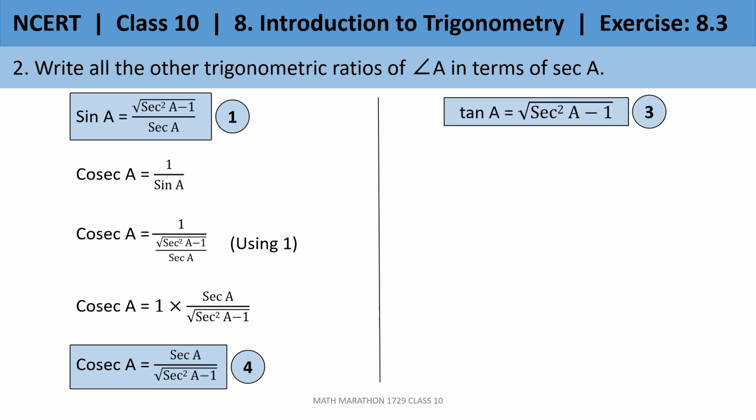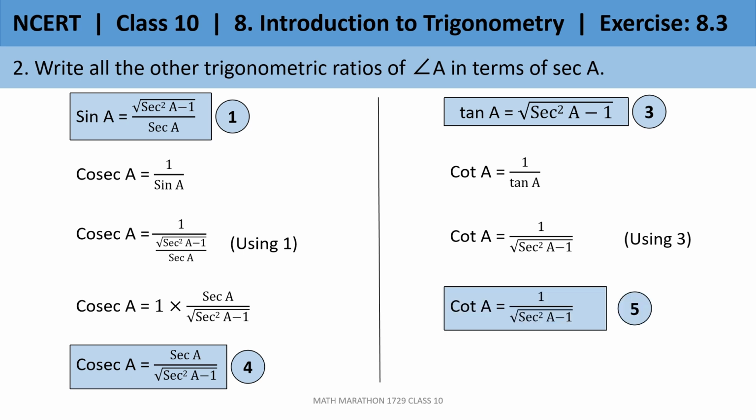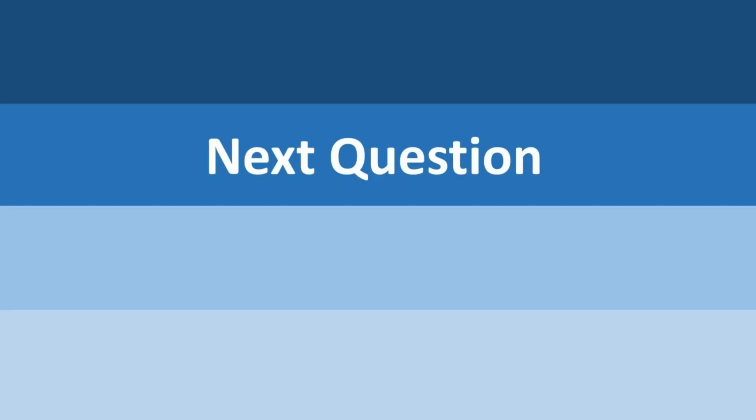We have already got tan A is equal to square root of secant square A minus 1. Cot A is equal to 1 by tan A. Cot A is equal to 1 by square root of secant square A minus 1. So, cot A is equal to 1 by square root of secant square A minus 1. Now, we have the trigonometric ratio cot A in terms of secant A. Let us see next question.